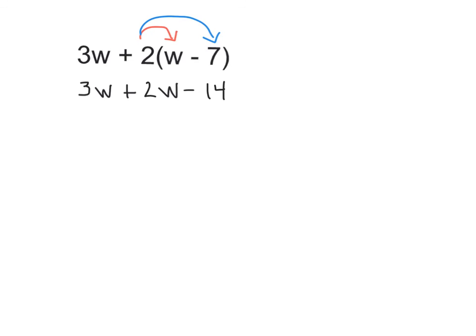So 3w plus 2w minus 14, you'll notice that you do have a set of like terms, and they are the 3w and the positive 2w. 3w's plus 2w's is 5w's, so 5w minus 14. And that is as simplified as possible.